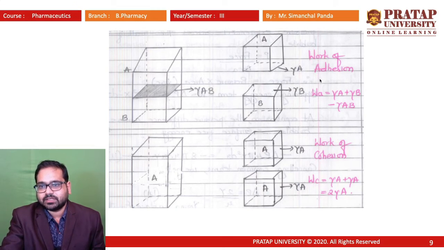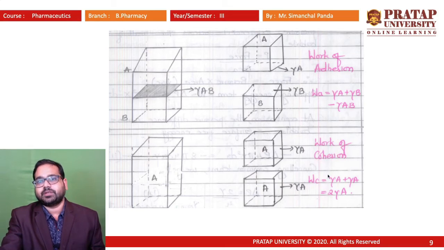The work of adhesion WA is equal to gamma A plus gamma B minus gamma AB. Here it is the common surface, so we have calculated it. But for the cohesive, we can see that the work of cohesion WC is represented as gamma A plus gamma A, which is equal to 2 gamma A.